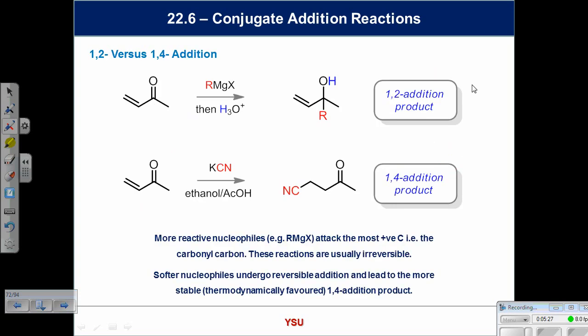Now, to get started on this idea of kinetics versus thermodynamics, we have to have some idea of why the reactions will happen, where the reactions will happen, and whether those reactions are reversible or not. The only difference in these two setups is that we're dealing with carbon nucleophiles, but one of them is very much more reactive than the other.